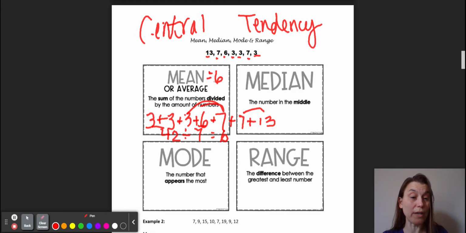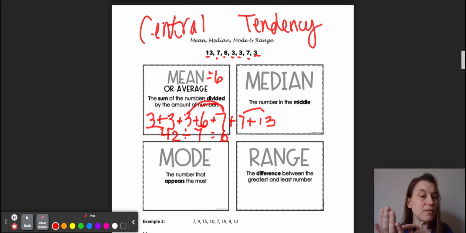Here's a little bit of a warning, heads up. When students often do this problem, they put in their calculator 3 plus 3 plus 3 plus 6 plus 7 plus 7 plus 13, and then the next thing they hit is divided by 7. If you do it that way, you're only going to divide that last number by 7. So you're going to do 13 divided by 7, which is 1 6/7.